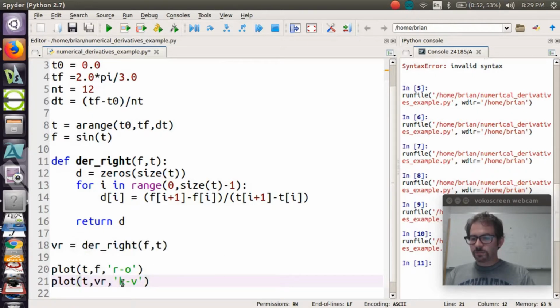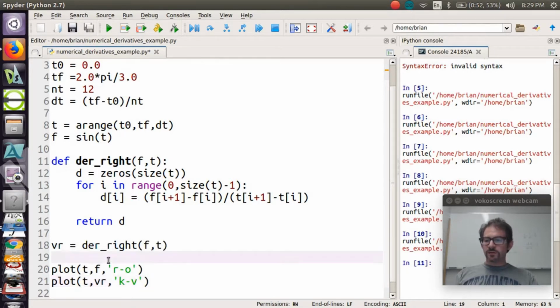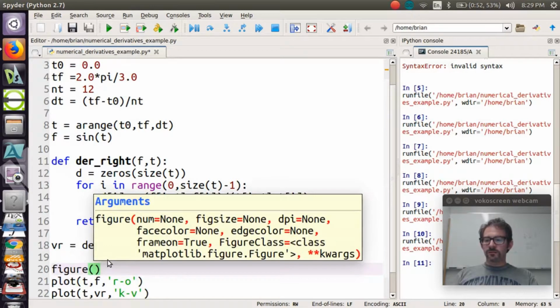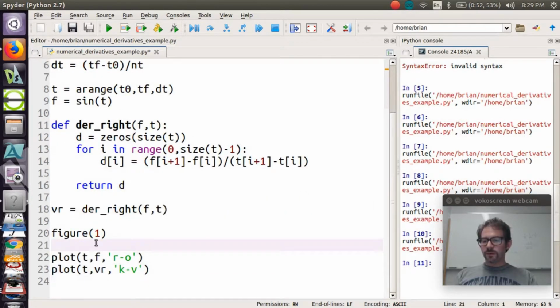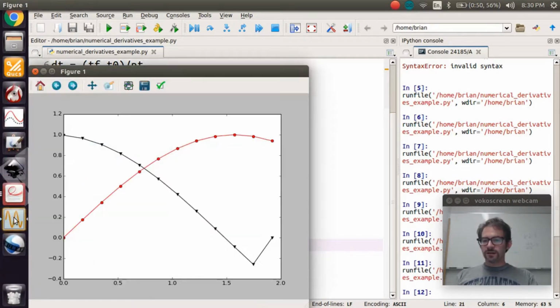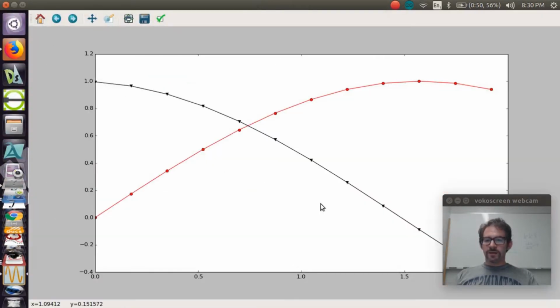So this is black, the hyphen means connected, and the V means that these are downward pointing triangles, like the shape of a V. We're going to put these in figure 1, and so that I can run this code multiple times and clear the results each time, I'll say CLF, that's clear figure, and let's give it a run. I take a look at the data, and there it is.